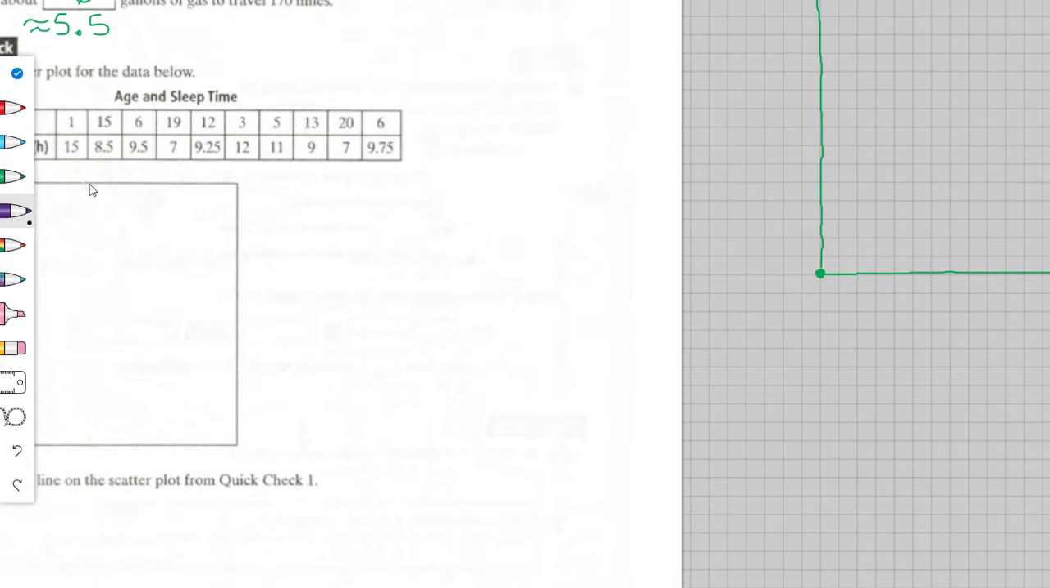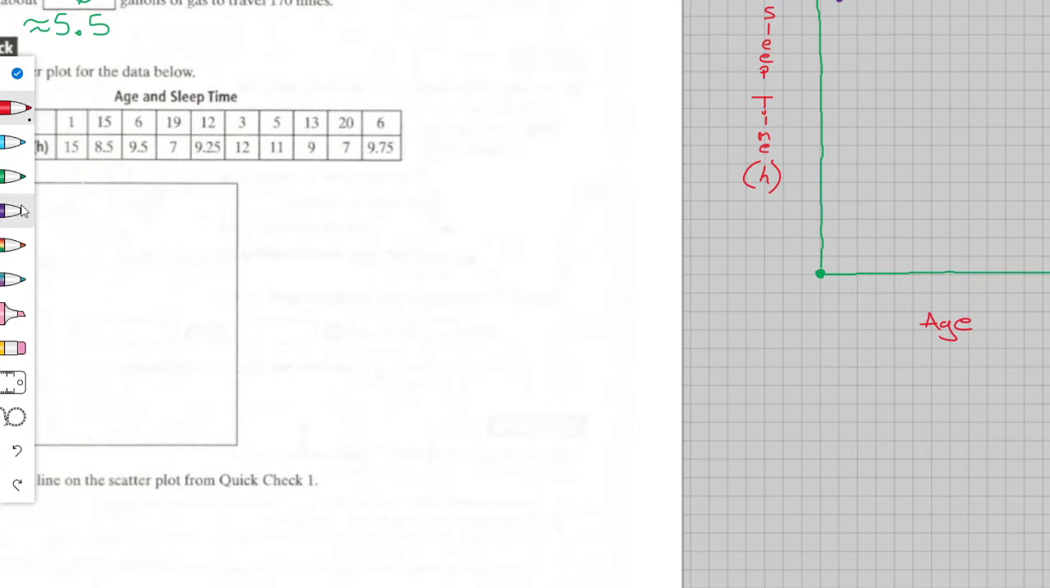Alright, and then we're going to plot, so 1, 15. Boom. And I should have labeled, so this is going to be sleep time. This is going to be in hours, and this is going to be age.